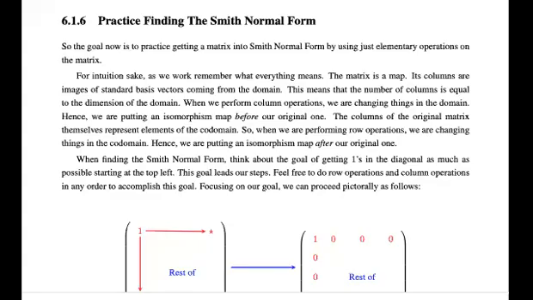Welcome to our read along with Dr. Powell in the book Discrete Perspectives in Mathematics. This is subsection 6.1.6. We're going to practice finding the Smith normal form.